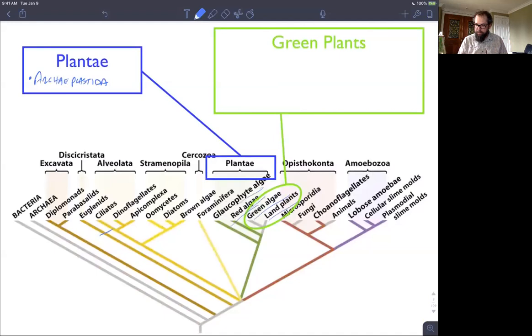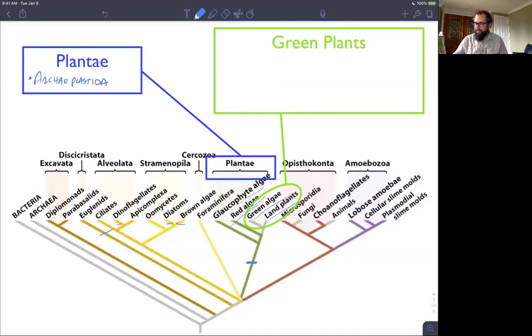There are euglenids that photosynthesize. There are diatoms that photosynthesize. Brown algae photosynthesize. Dinoflagellates photosynthesize. So there are many different groups that actually use photosynthesis to transform light energy and carbon dioxide into sugars for their energy. But we don't call all of those plants. So photosynthesis alone is not actually the synapomorphy for plants. The synapomorphy for this group, Plantae or Archaeplastida, is actually the origin of the chloroplast.